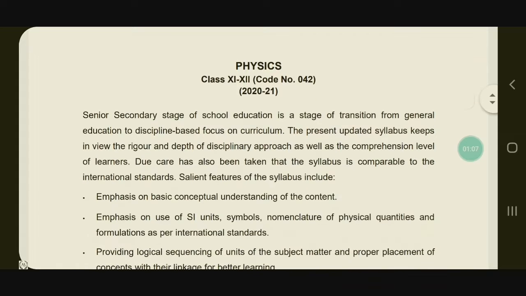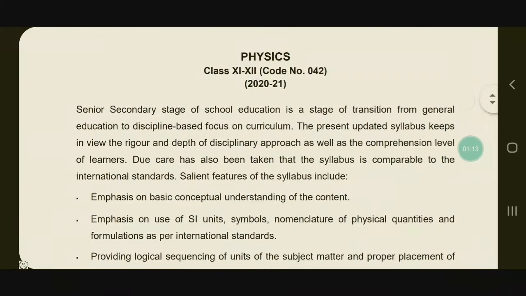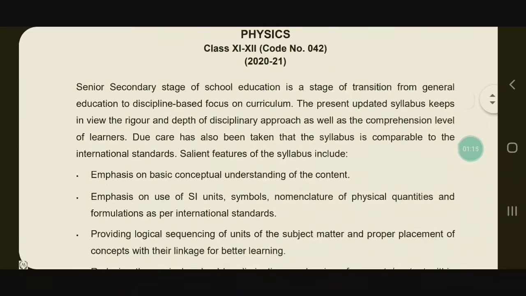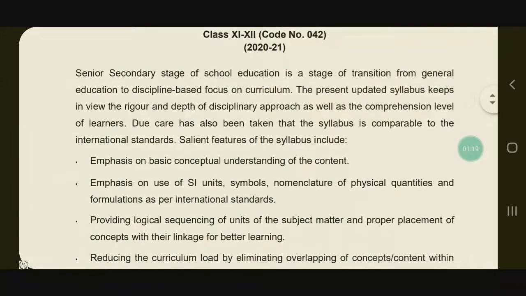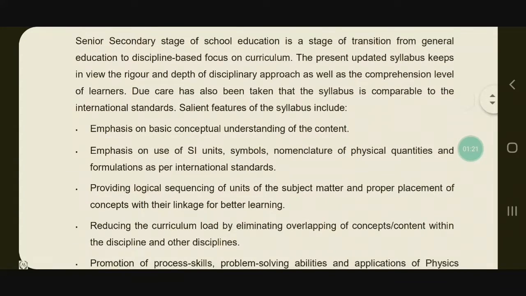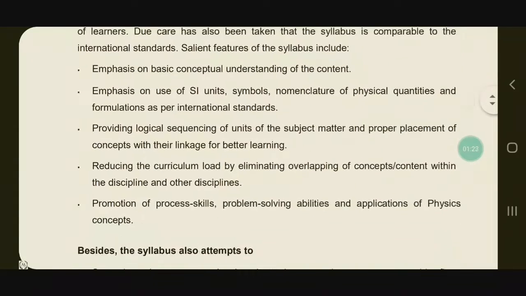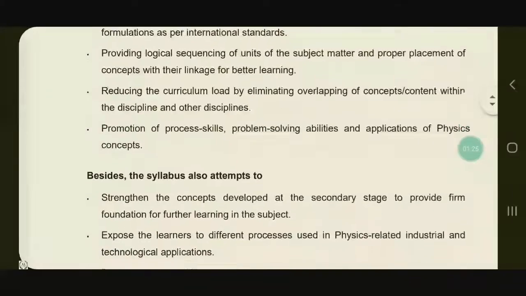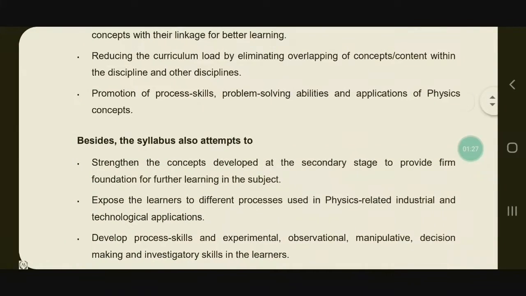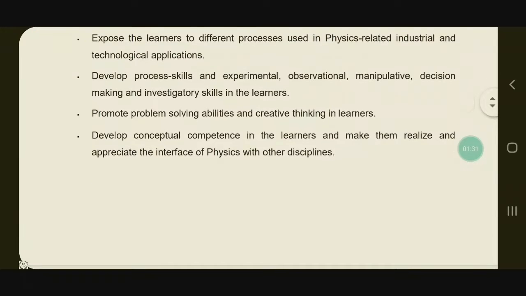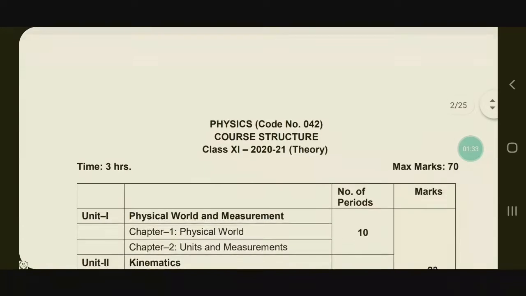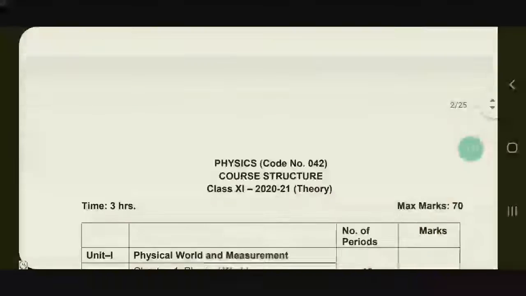So this is the physics syllabus of class 11th and 12th. The code is 042 for session 2020-21. Here it says the senior secondary stage of school education is a stage of transition from general education to discipline based focus on curriculum. So there's a little bit of overview, and the syllabus is given to you. Besides the syllabus, there are also some points given by the board, so that you can prepare your syllabus quite well.